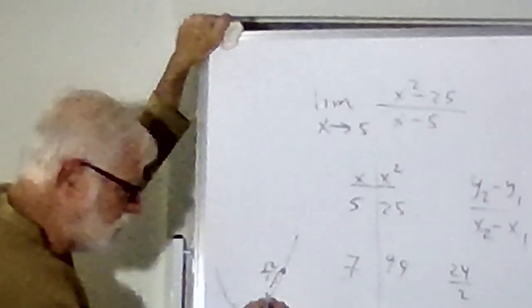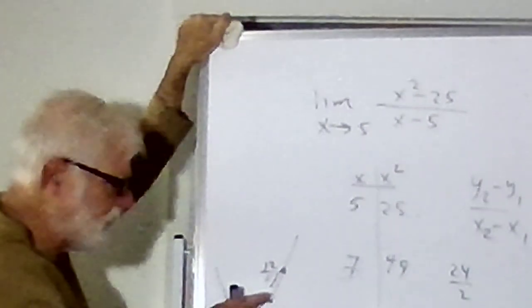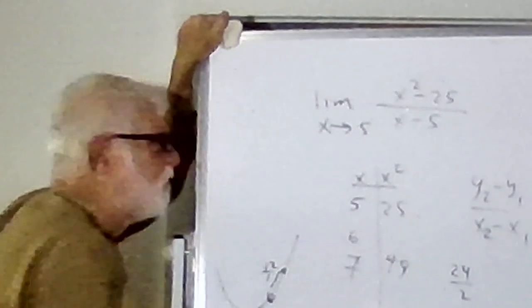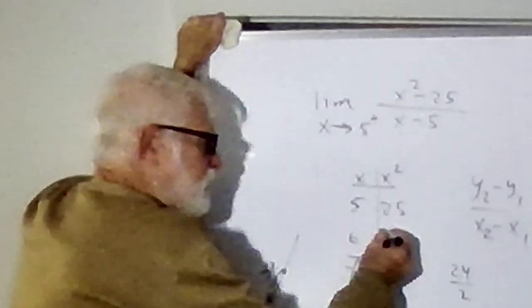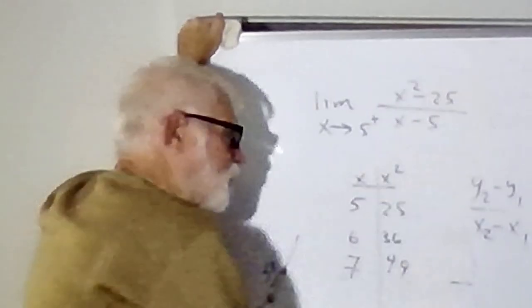Well, we want to get closer. If we're talking about a derivative, we want to get a value closer. So let's move to 6. Let's move to 5. Of course, I'm doing a one-sided limit right now. 6 gets me 36. Well, that's 11 over 1. So I went from a slope of 12 to a slope of 11. Is it believable that I'm going to go to a slope of 10?